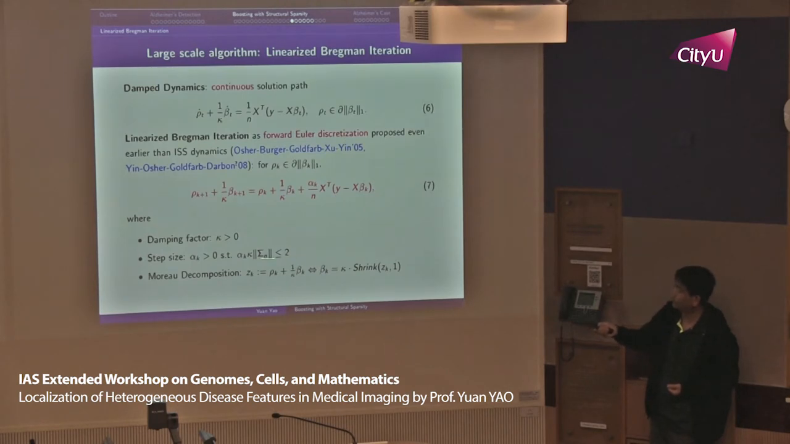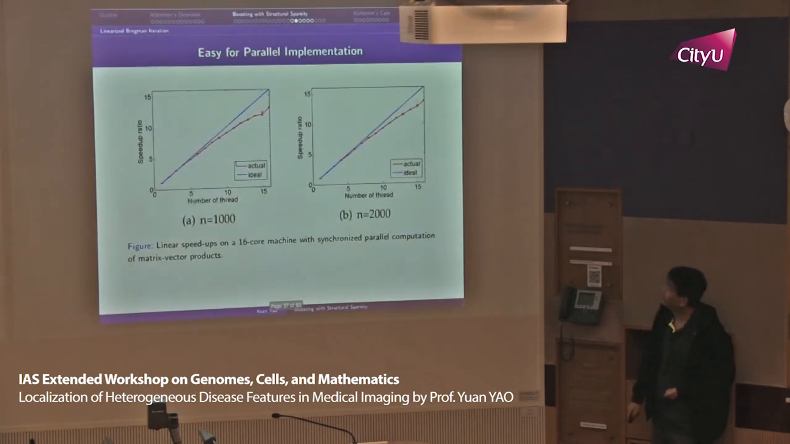And it has to satisfy that the product with this Hessian matrix, the spectral norm, has to be bounded by 2. So that's the very simple algorithm, and this algorithm is very easy for parallel implementation. This is our test on a 16-core CPU. You can see almost linear speedup. This is ideal, and the red curve is our actual achievement for near-linear speedup.